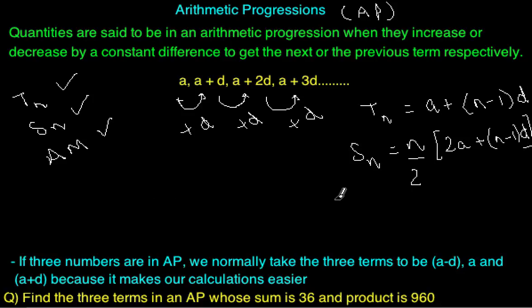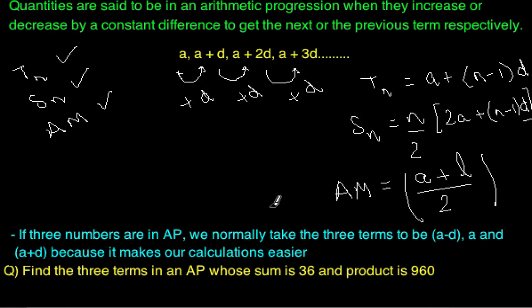Then we also looked at the arithmetic mean, which is basically the average of all the terms of the AP, and we came up with the fact that it is equal to the average of the first and the last term of the AP. So this is what we did in the previous lecture.